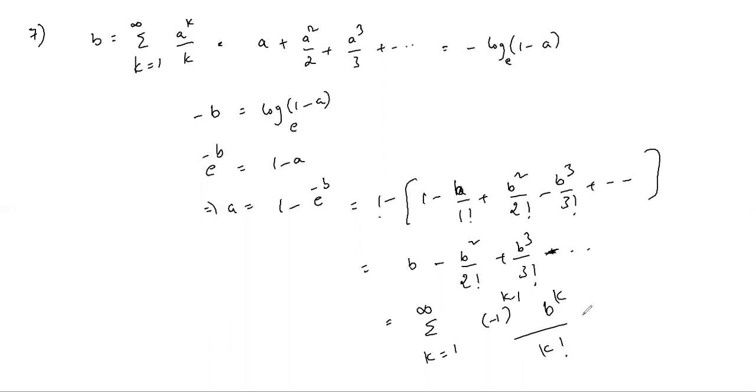Can you explain from a equals 1 minus e to the power minus b? By expansion, this is the form of minus log 1 minus x, so x is a. Taking minus to the left side, that is minus b equals log 1 minus a. This is the logarithmic form. What is the definition of logarithmic form to exponential form? A power x equals n. So e power minus b equals n, and n is 1 minus a.